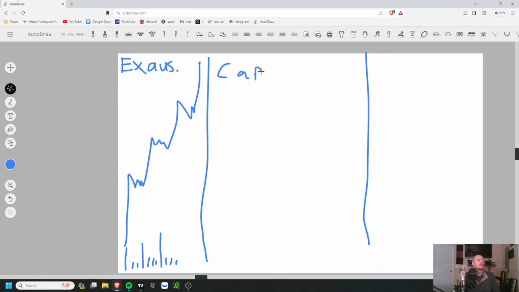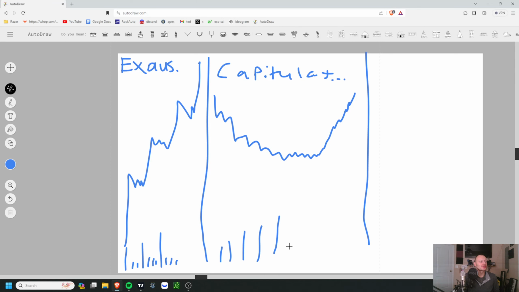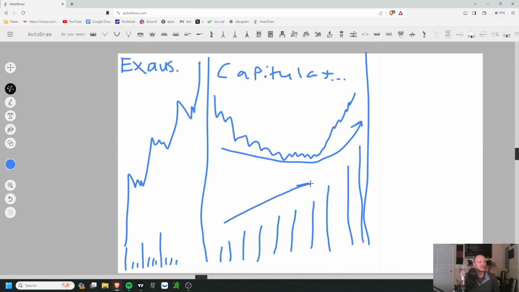Okay, then you have a capitulation event. This is more or less my favorite one, right? A capitulation event is going to be force that's following through and pushing throughout the entire move. As we are turning around, we're seeing an increase of volume throughout the entire turnaround, right? That's going to be a capitulation event.